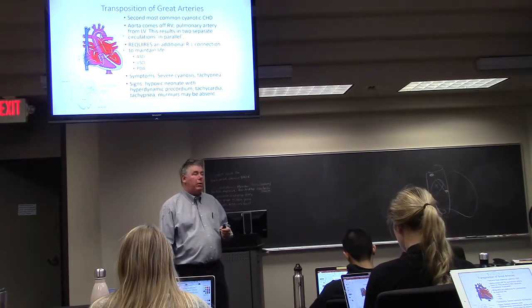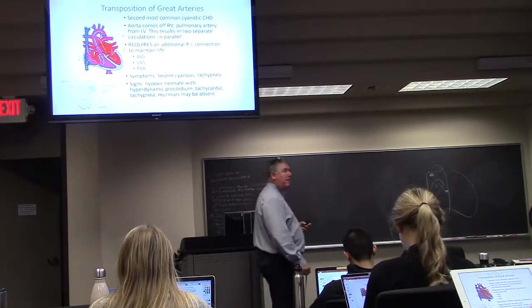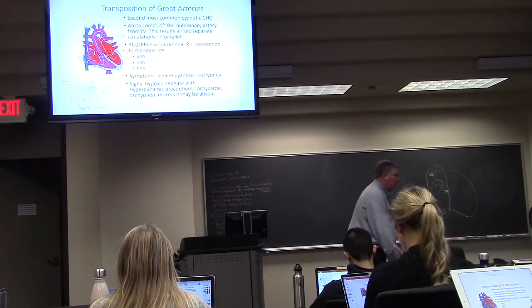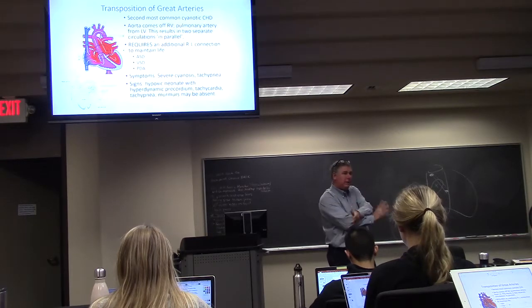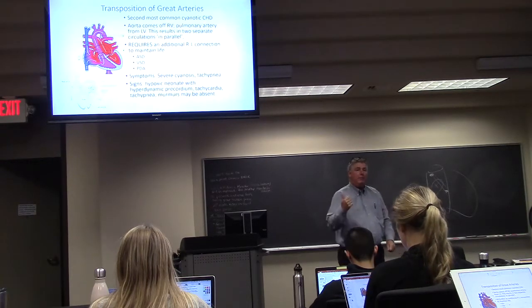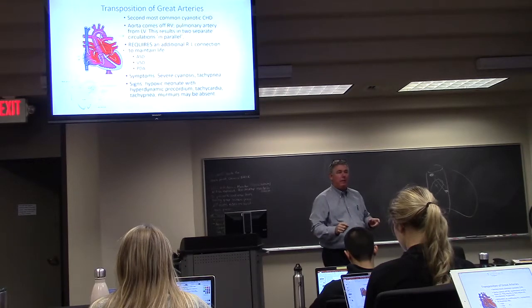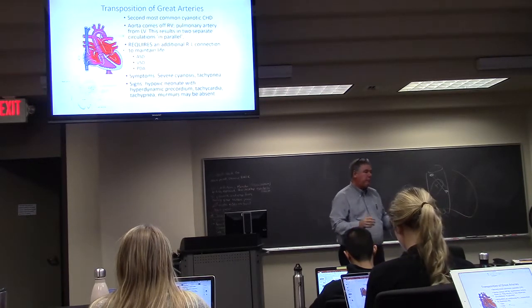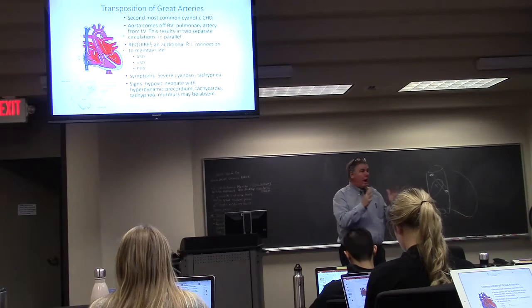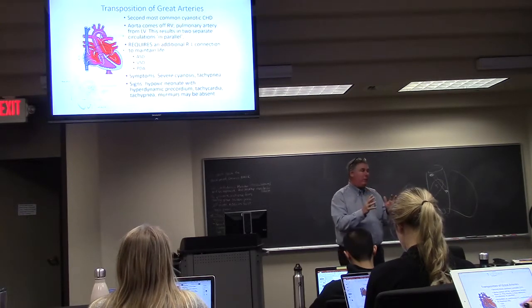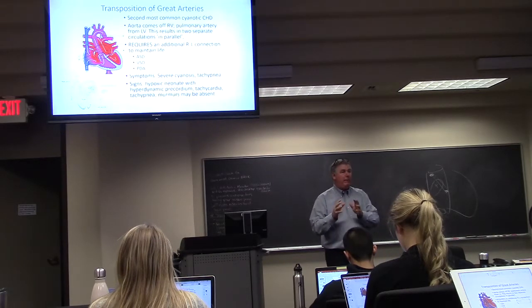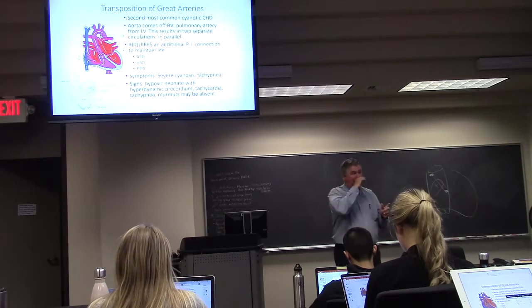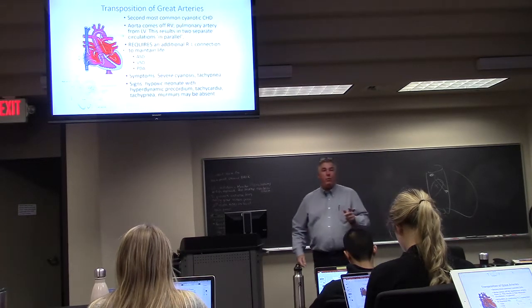Transposition of the great arteries, or transposition of great vessels. This is kind of cool. You know what we were talking about yesterday, that everything's coiling around, twisting around each other? This is when that twisting fails to happen. So what you wind up with is, coming out of the right ventricle, you have the aorta. Coming out of the left ventricle, you have the pulmonary artery. Now, follow me here. Coming out of the right ventricle, you have the aorta.